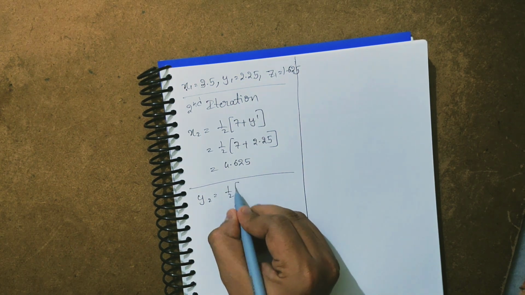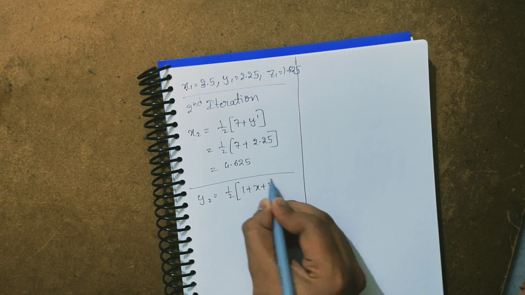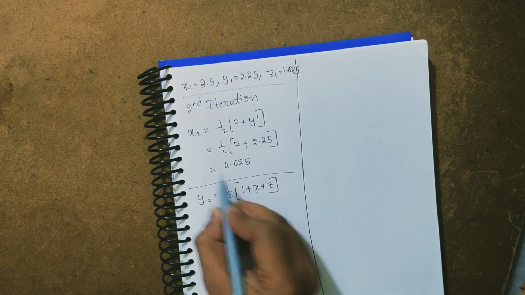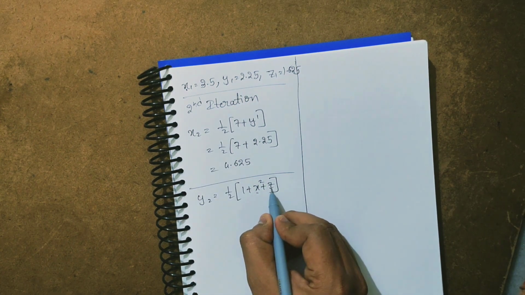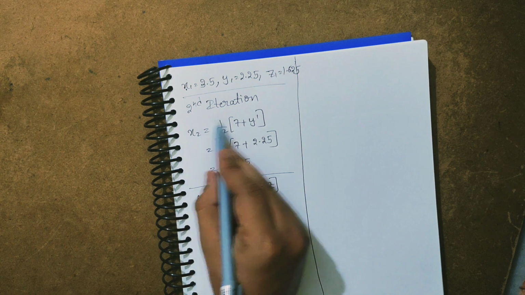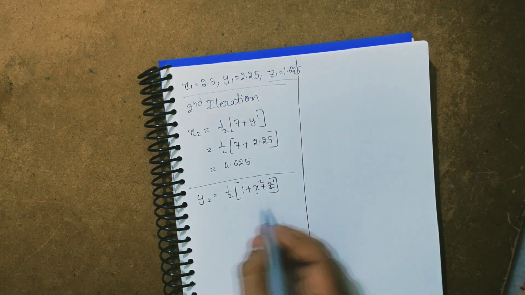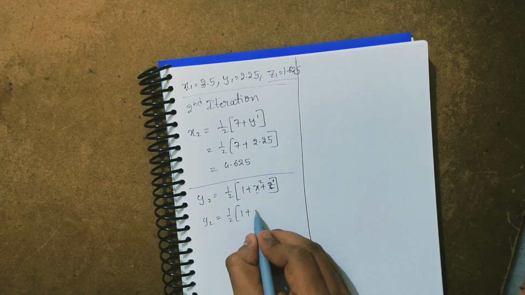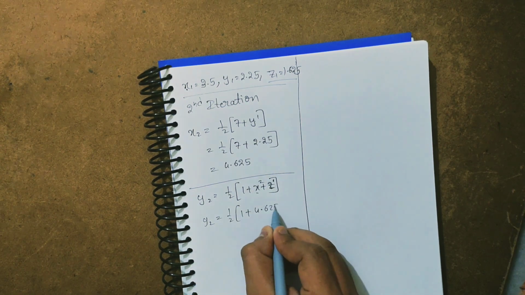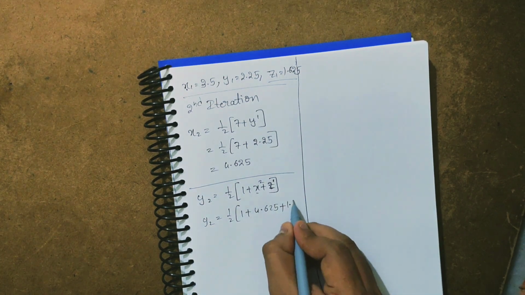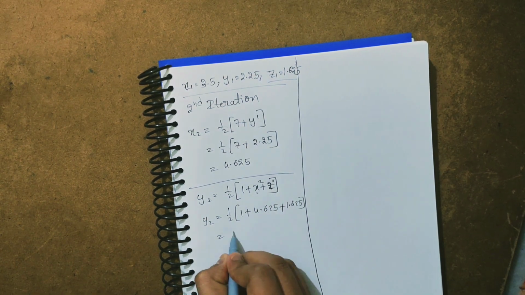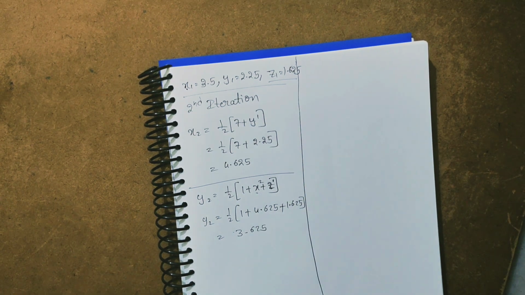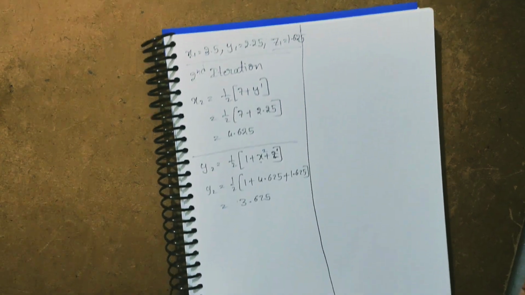In the same way we have to find y2. y2 we have 1 by 2 of 1 plus x plus z. Which x value and which z value do we have to use? The x value we just found, x2. For the z value, which is the value just before? Here we have z1, so we have to use the z1 value. So y2 will be 1 by 2 of 1 plus the x2 value 4.625 plus the z1 value 1.625. Then the result will be 3.625.